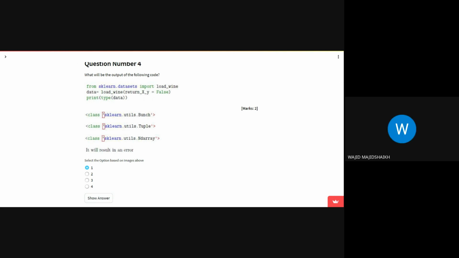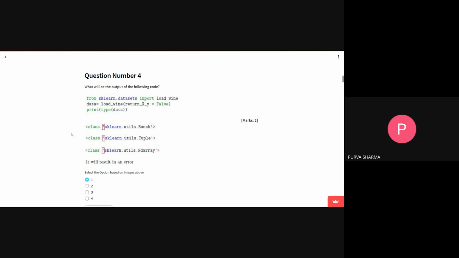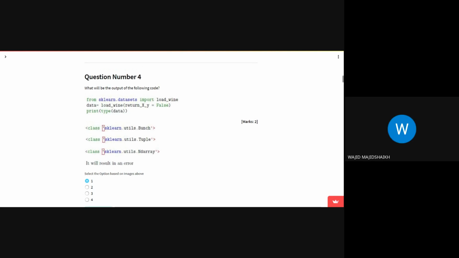One question related to this: if as_frame is true and return_X_y is also true, then what will be the answer? If as_frame is set to true and return_X_y is also true, then it's a NumPy with a data frame. Yes, as_frame will give a data frame, but return_X_y equals true will not be applicable there.